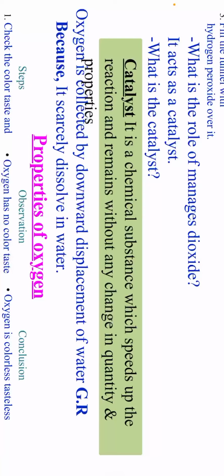So what is meant by catalyst? It's the chemical substance which speeds up the reaction and remains without any change in structure. But when I ask you what speeds the decomposition of hydrogen peroxide to produce oxygen, don't say catalyst. You should say the name of the catalyst, manganese dioxide.